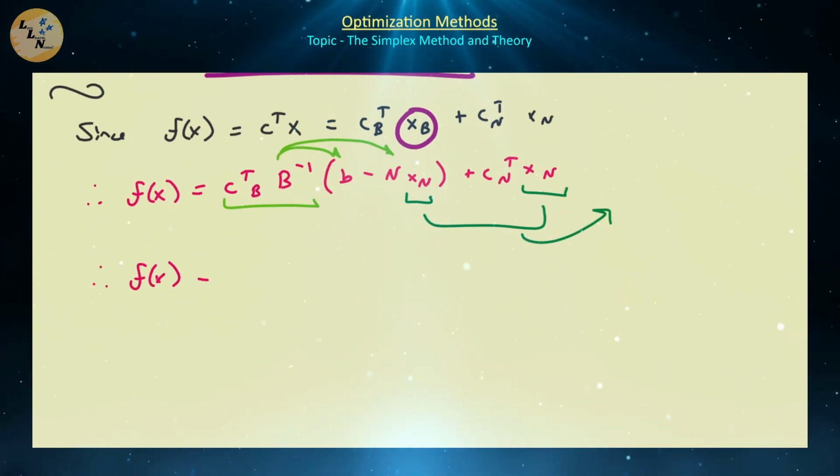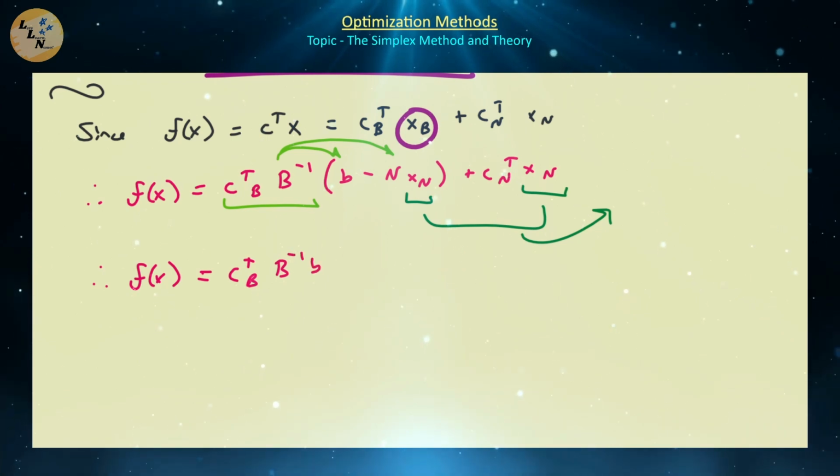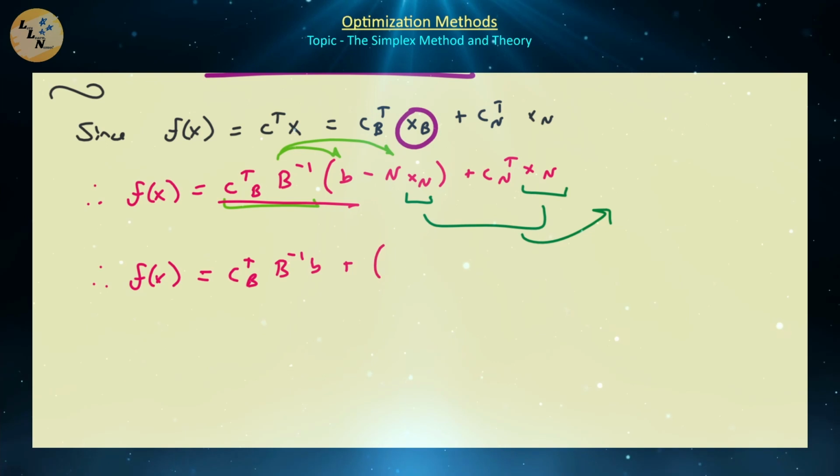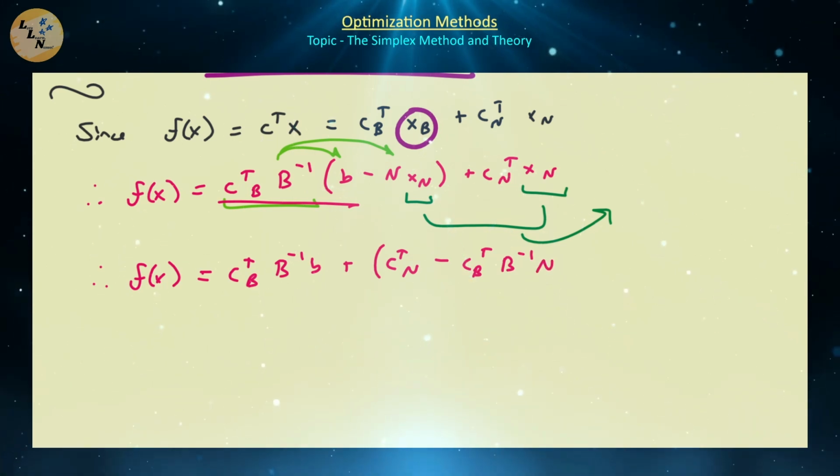So we can write our objective function that we seek to minimize in the form cB transpose times B inverse b, so that's going to be the first term once you distribute, and then we're going to have plus cN transpose minus cB transpose B inverse N, so some slight rearrangements there, times xN. We usually like our negative terms to be on the second term and not the leading coefficient term.